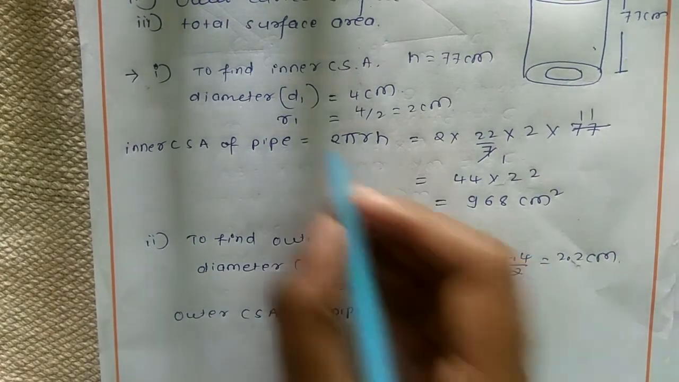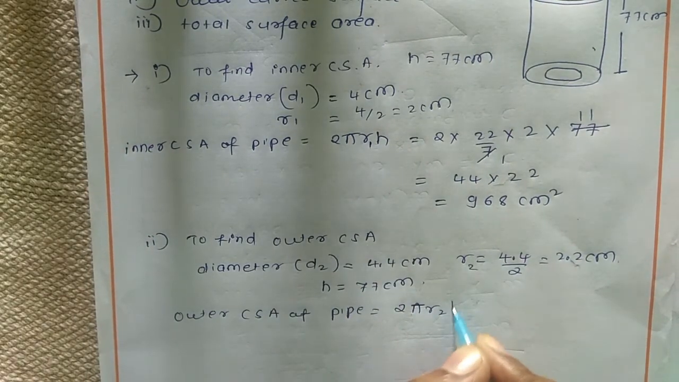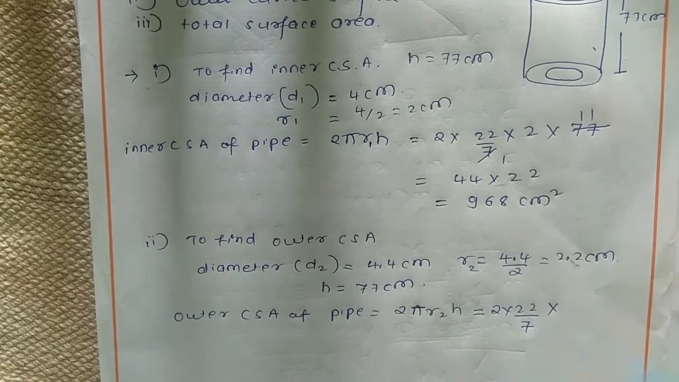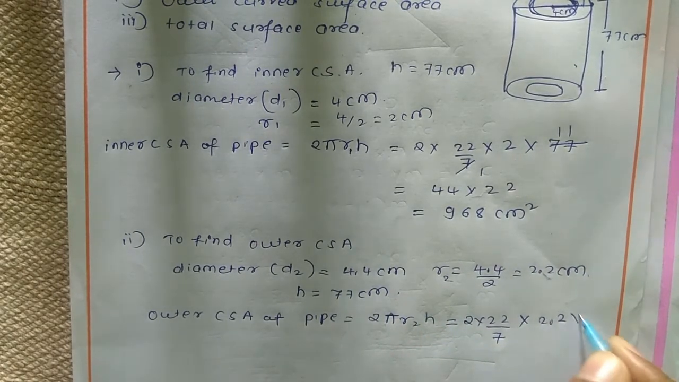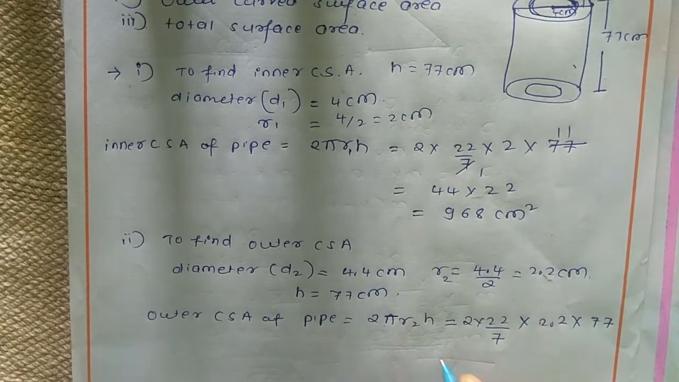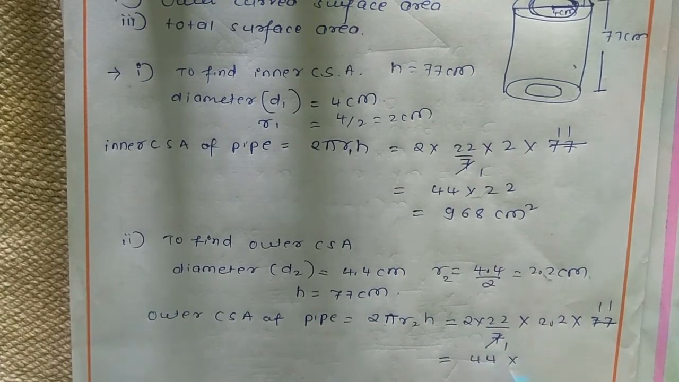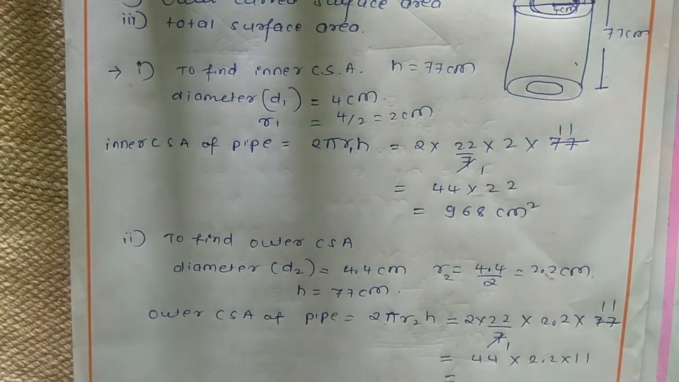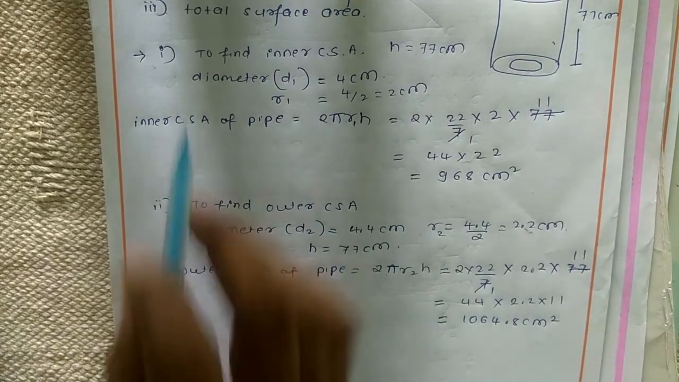2 pi r. So this we have taken r1, we will take this as r2, and h is same here. So 2 into pi is 22/7 into r2, we have 2.2 centimeter, into h, h we have here 77. So same here, 7 ones are 7, 11 2s are 22, 44 into 2.2 into 11. So if you find this, you will get the answer as 1064.8 centimeter square. So two questions are over.